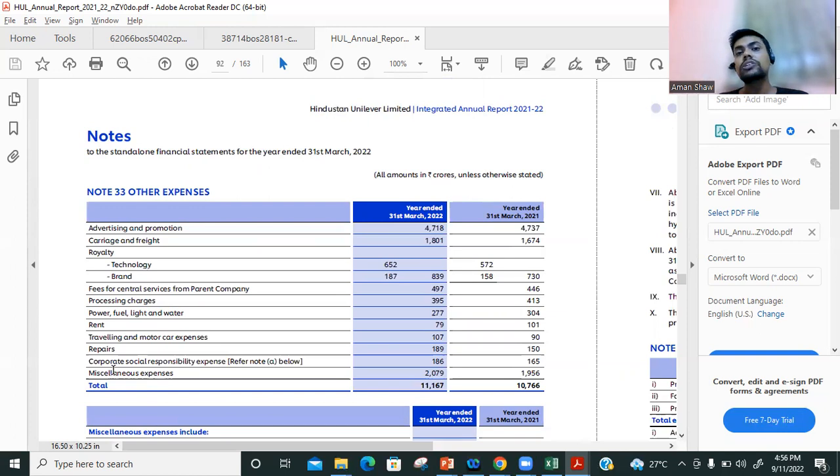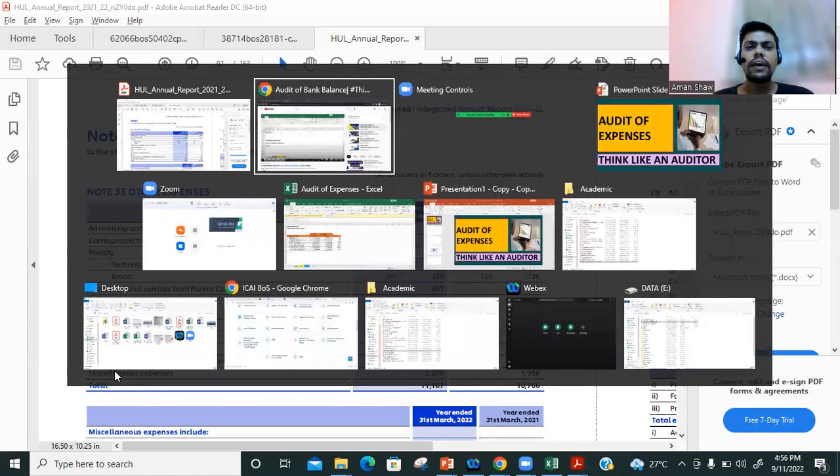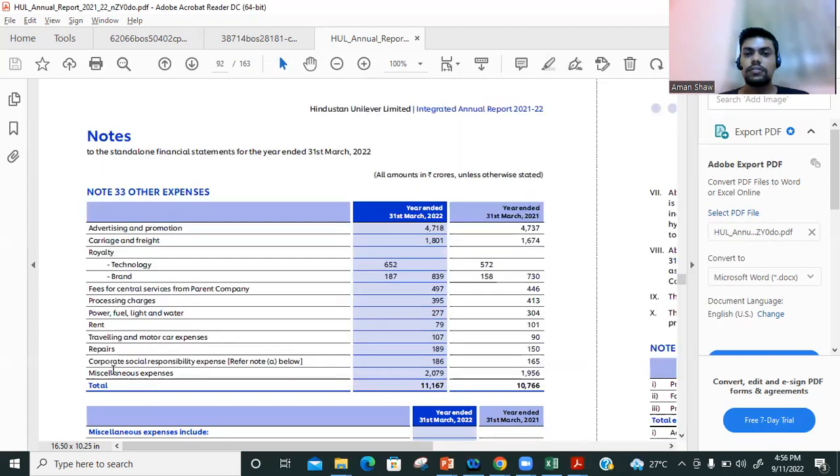We do that by checking whether the same figures are shown in the trial balance of the company. I have just created a trial balance. The figures do not match with it, but I just wanted to give you an idea of what is happening step by step. First the client gave you the financials, you saw the other expenses notes, and then you went to the trial balance and check that each and every figure disclosed here matches with the trial balance or not.